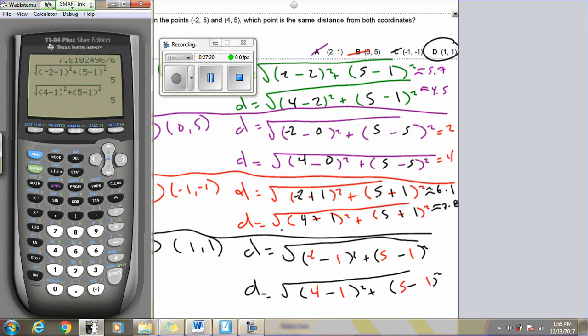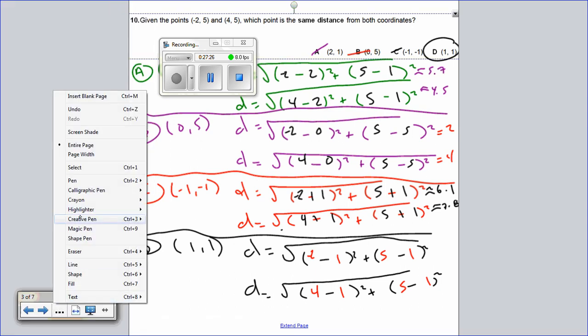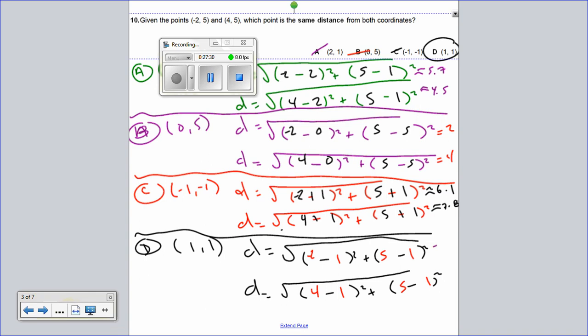And 5. Voila! So we finally came to the answer we were looking for, and I showed you why it works. So again, these both equal 5. So D, the coordinate 1, 1, is 5 units from -2, 5, and it's 5 units from 4, 5. So it is the same distance.